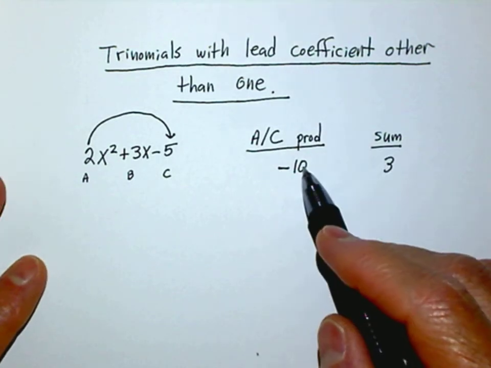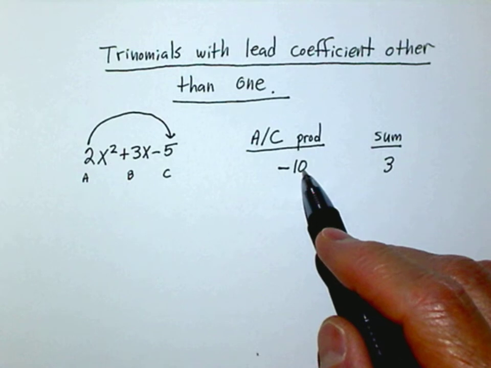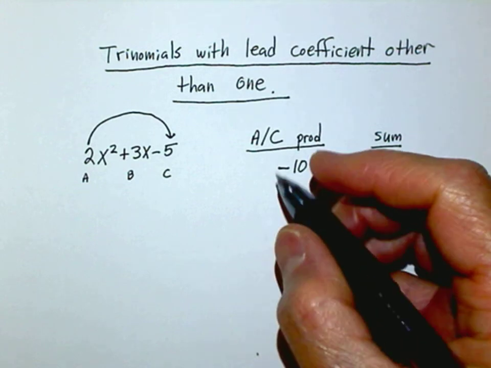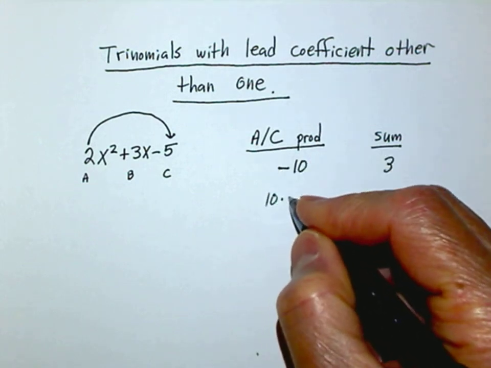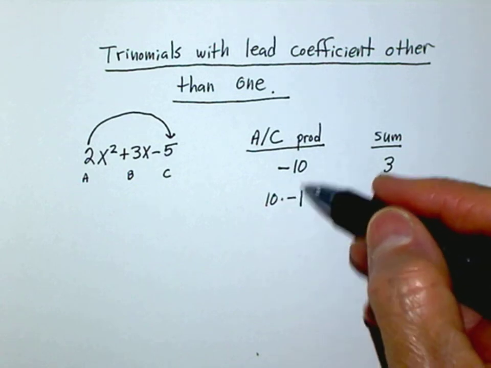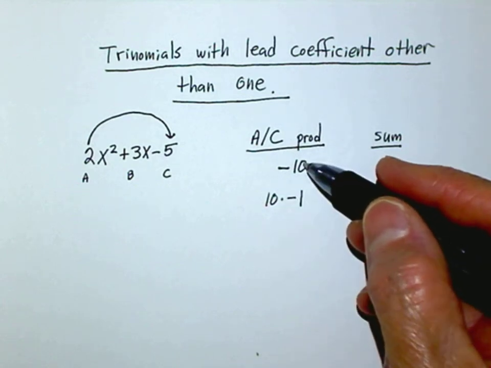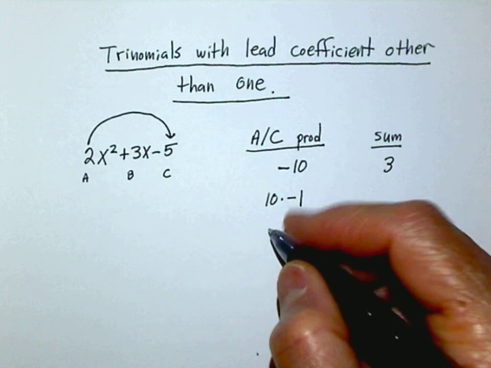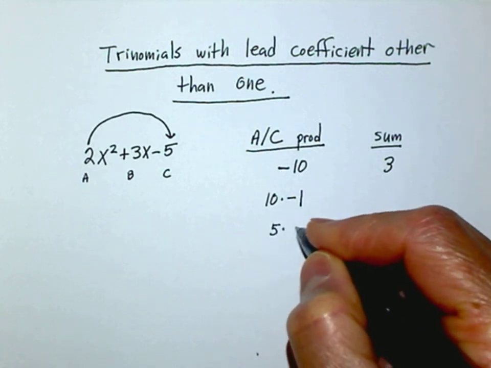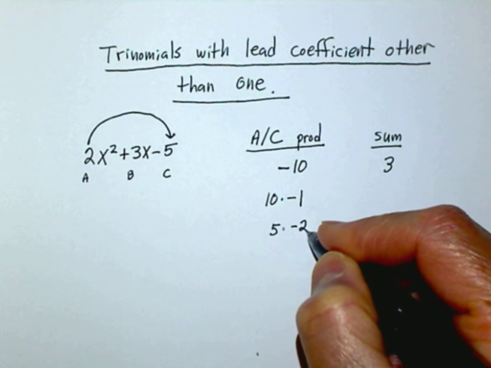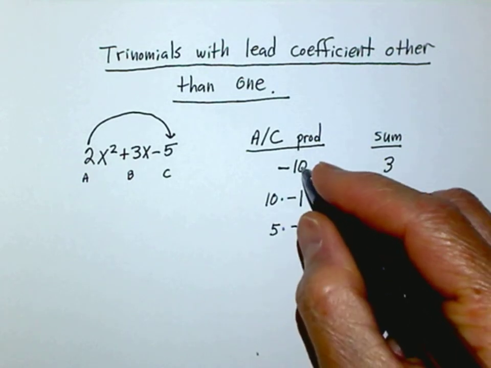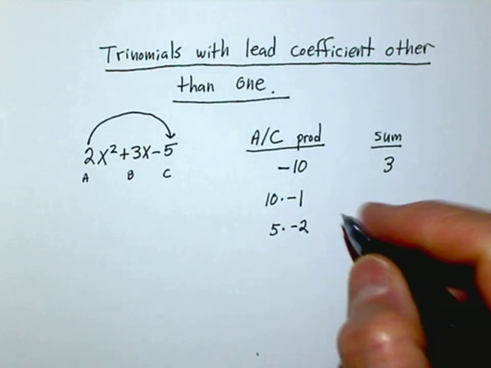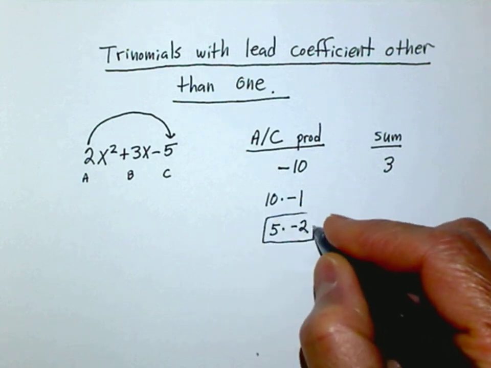We know that when we have a negative product, we have to multiply a positive number times a negative number. So let's see what we can find. Positive 10 times negative 1 gives me negative 10 when I multiply. When I add 10 to negative 1, I do not get 3. Let's try a positive 5 times a negative 2. 5 times negative 2 is negative 10. 5 plus negative 2 is 3. So these are our special numbers.